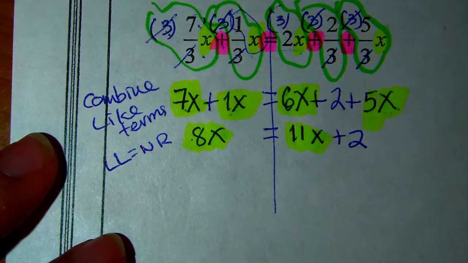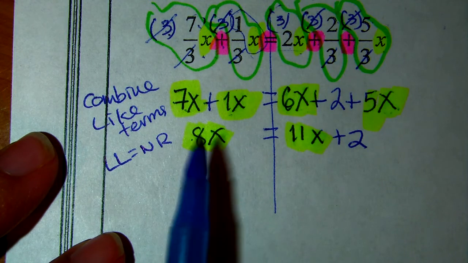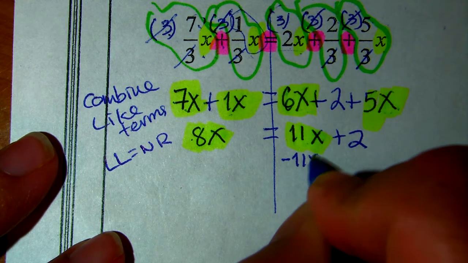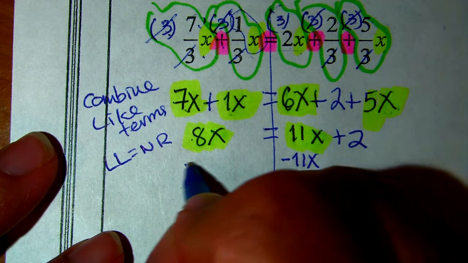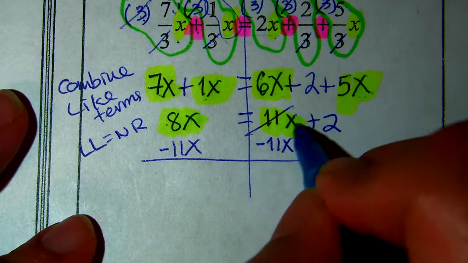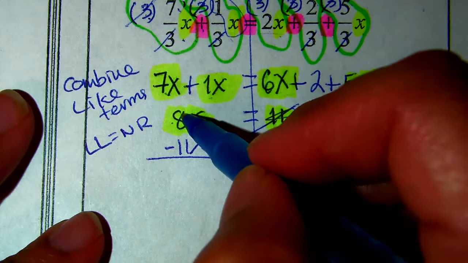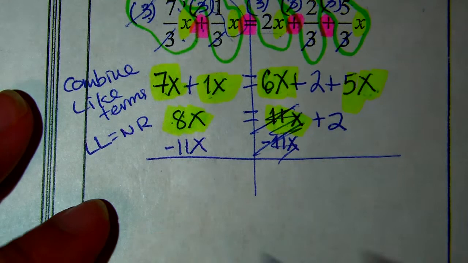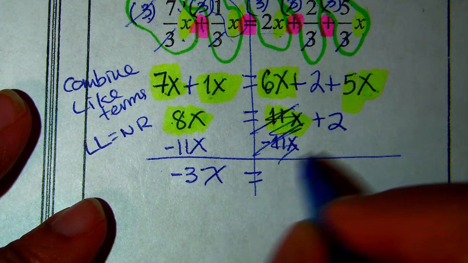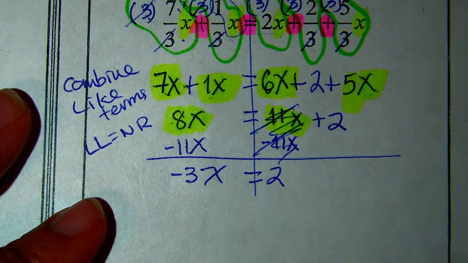Okay? So if I want the x's over only on this side, what do I do? I subtract 11x. If I subtract on this side, I have to subtract on this other side. These two get canceled, they're gone. 8 minus 11 gives you negative 3x. Bring down the equal, and you have 2.